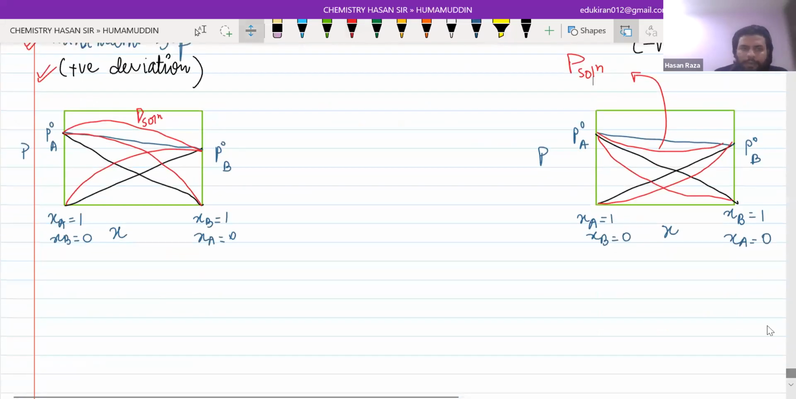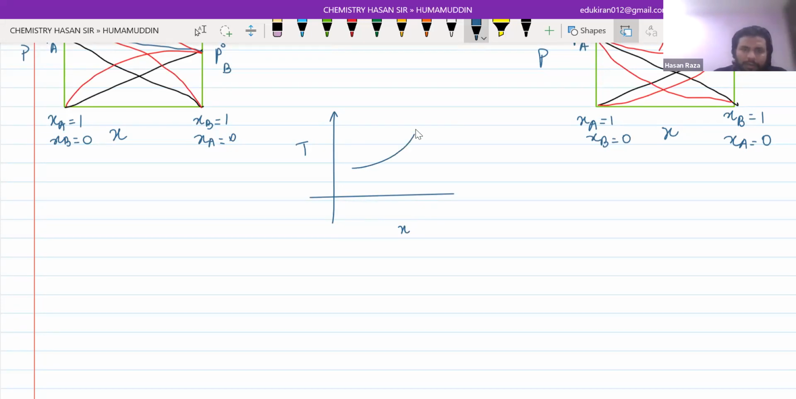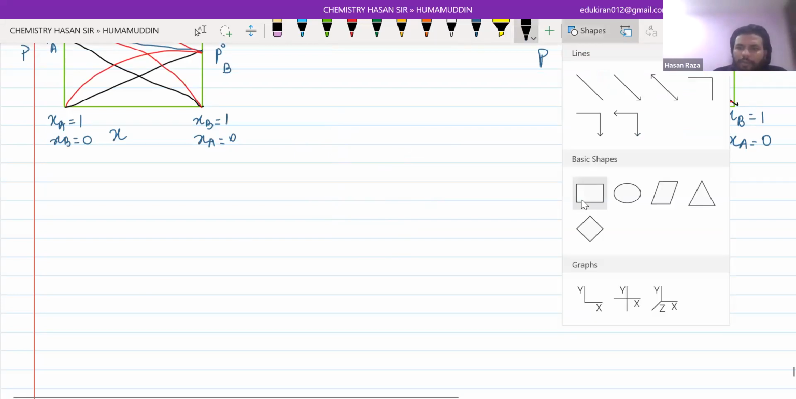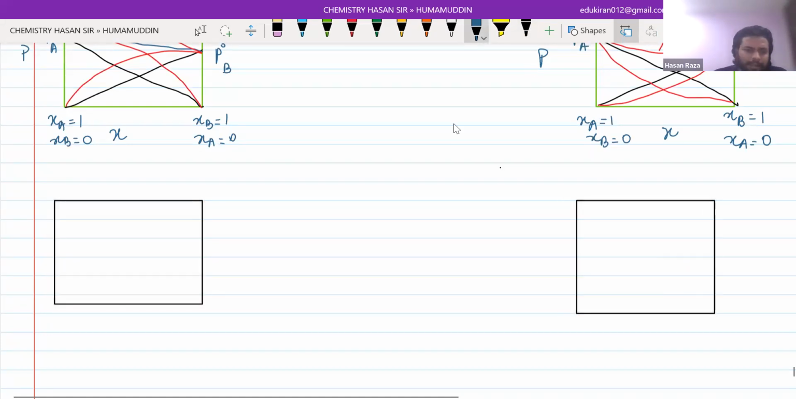Now see, there is a graph, as you know. I plotted a graph for temperature versus mole fraction, or you can say composition. The graph will be like this or this. So let me show you. I'm just going to plot a graph for minimum and maximum boiling point. So the graph will look the same.